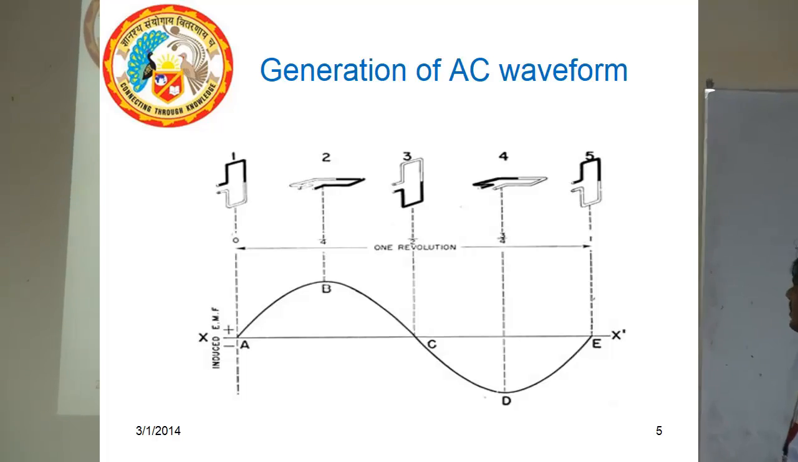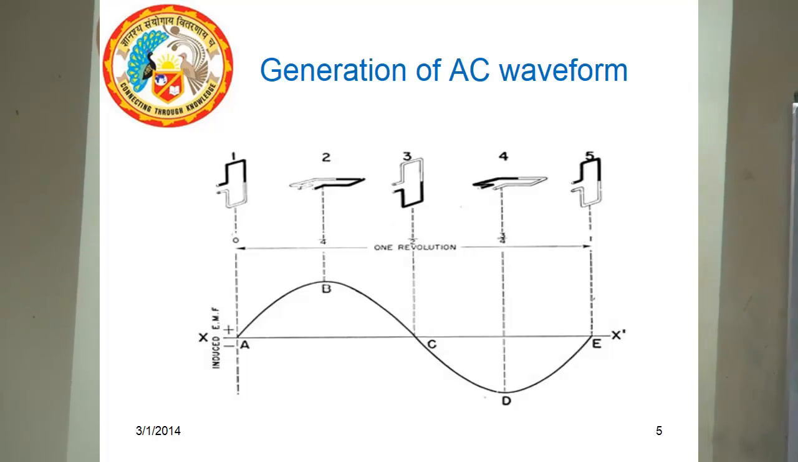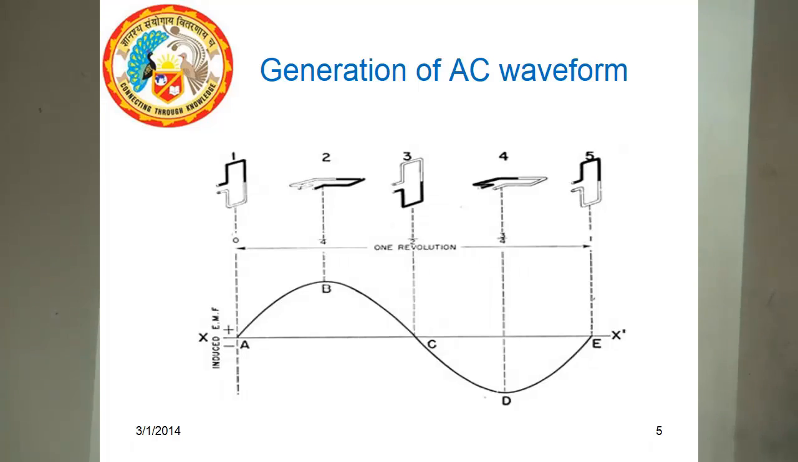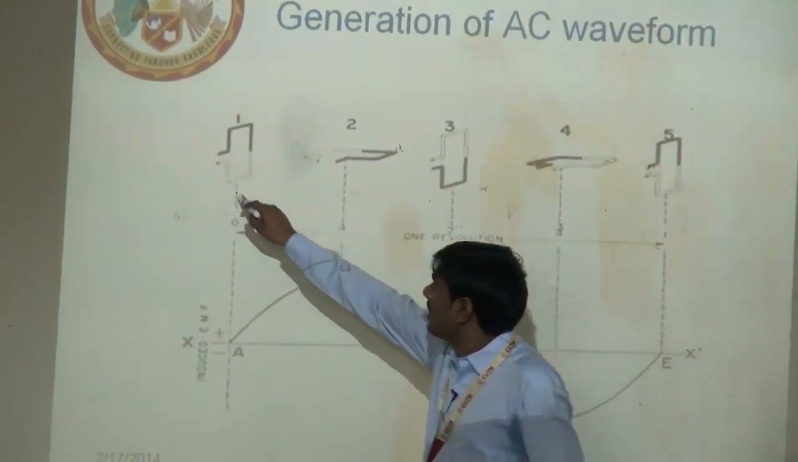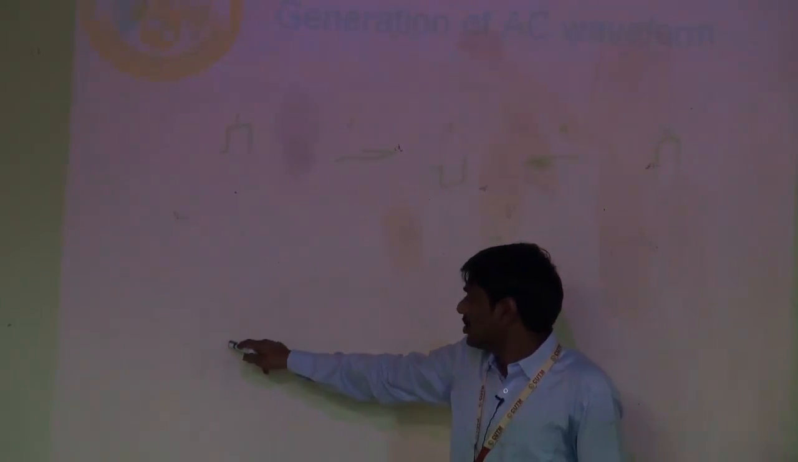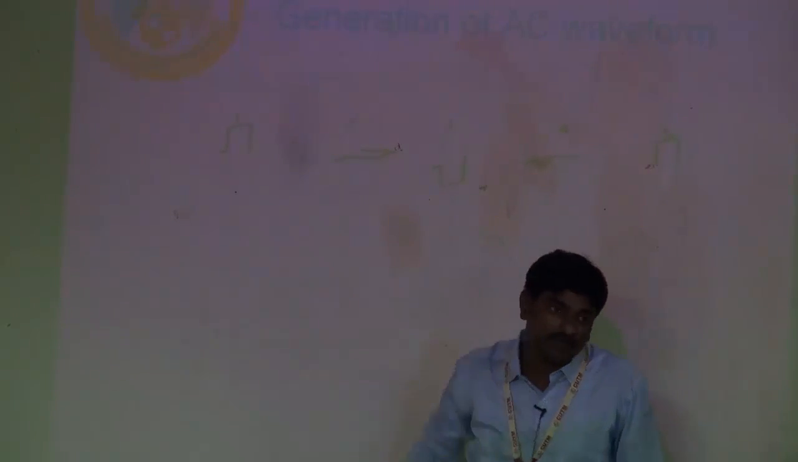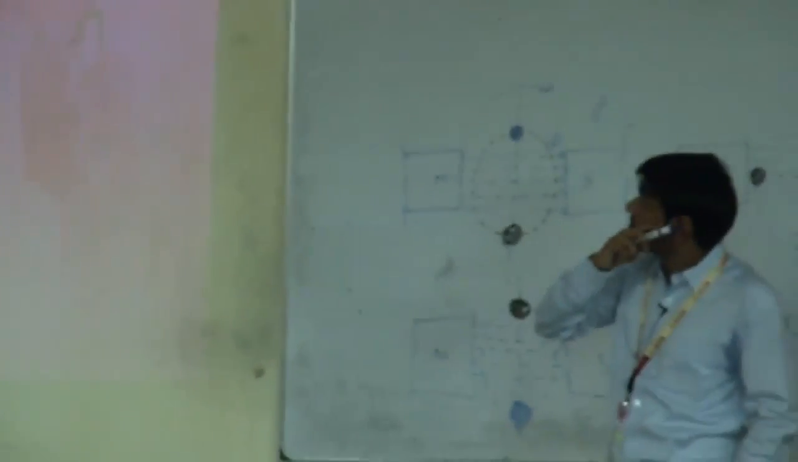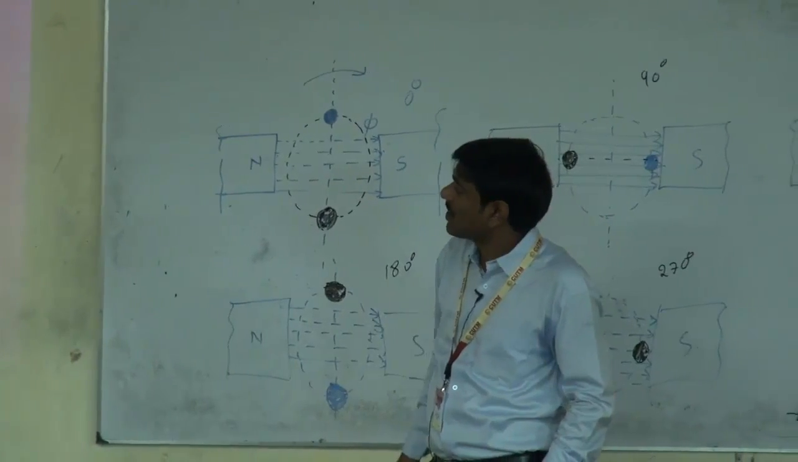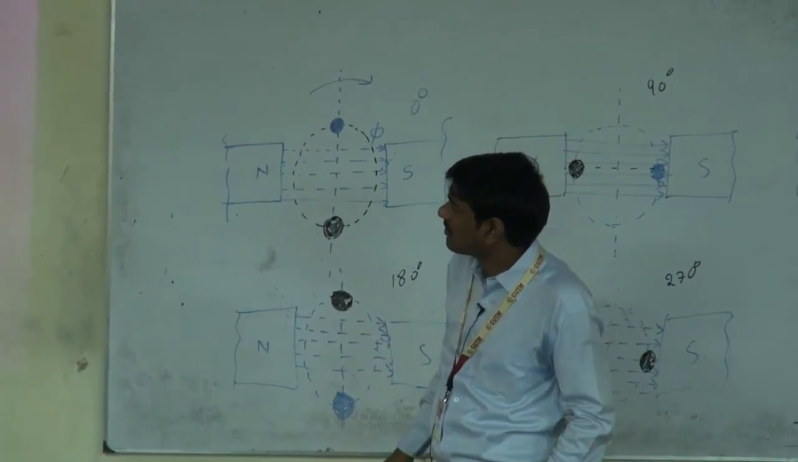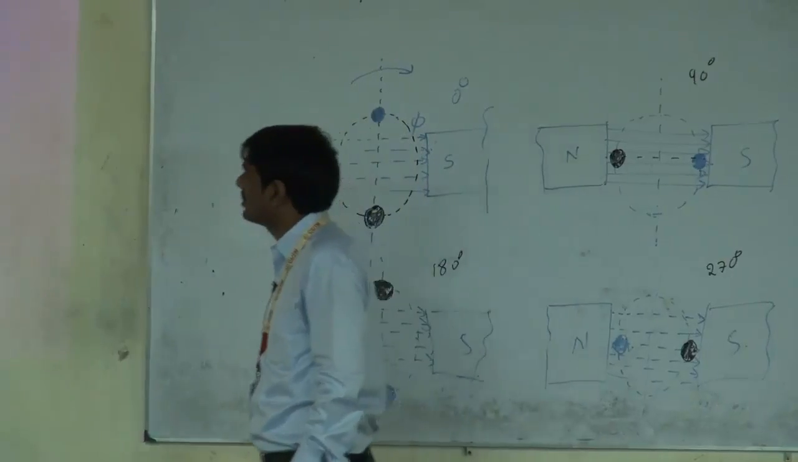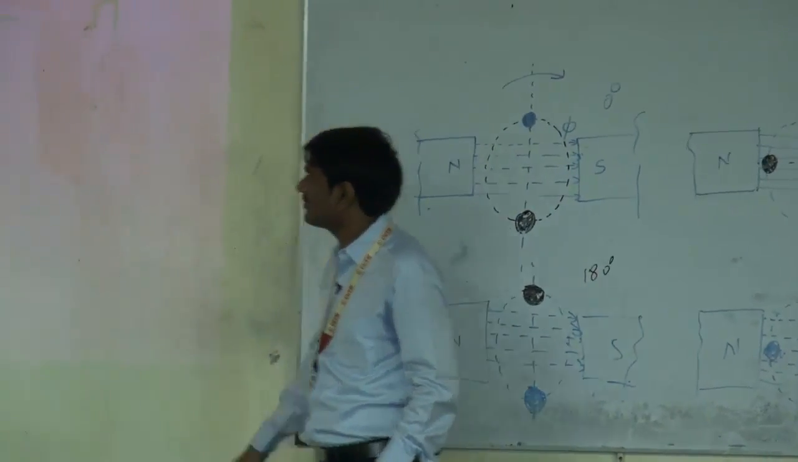So this is when we consider only the coil. Now when it is parallel with the flux, the induced EMF is 0. When the coil is perpendicular to the flux, the induced EMF is maximum. The second position is 90 degrees, the third position is 180 degrees, the fourth position is 270 degrees, and the fifth position is 360 degrees, as we discussed earlier.